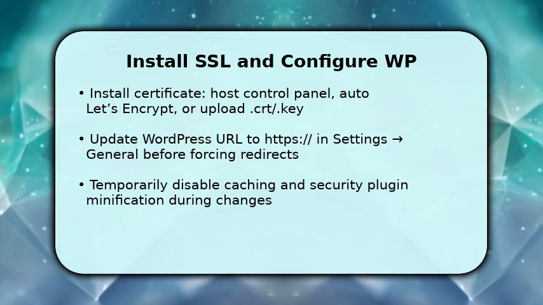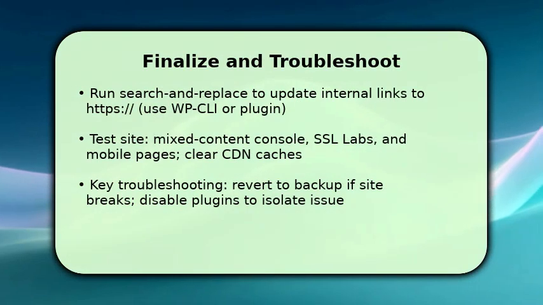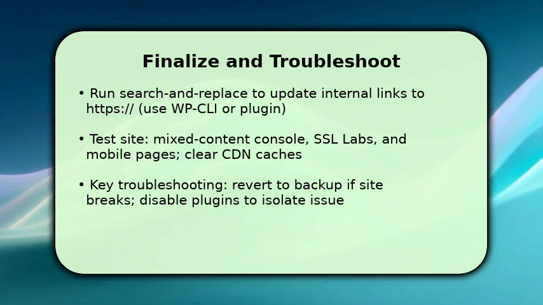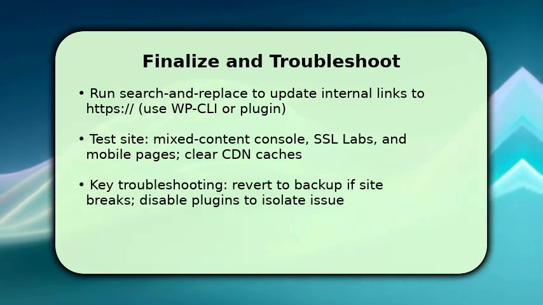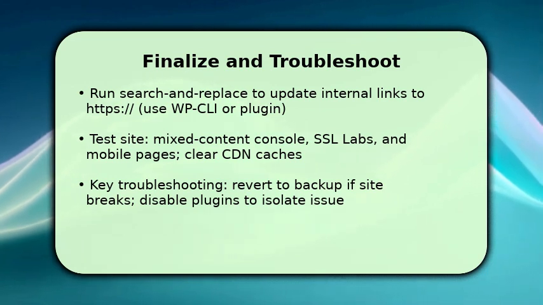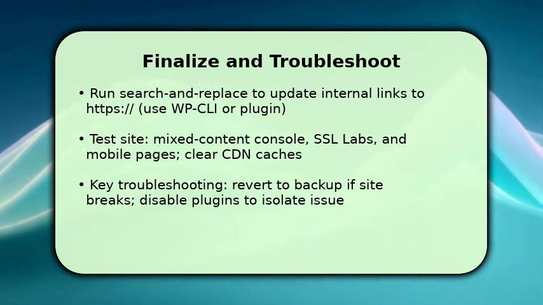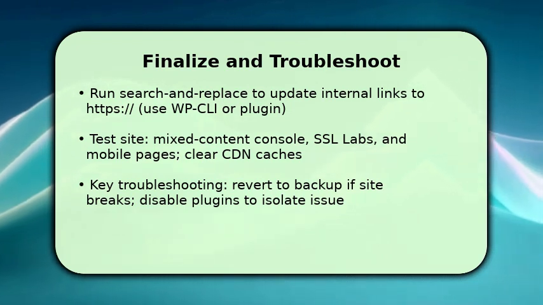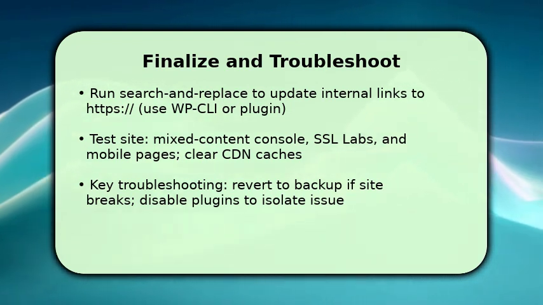Finish by replacing internal http:// links with https:// using WP-CLI search-replace or a trusted plugin, and update CDN or external service endpoints. Once done, clear all caches and test pages on desktop and mobile, check the browser console for mixed content warnings, and run an SSL Labs check for certificate health.